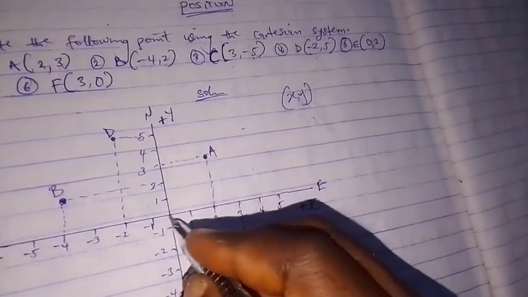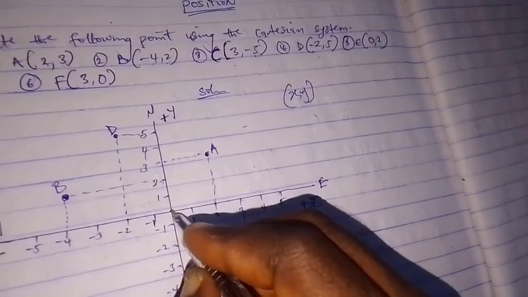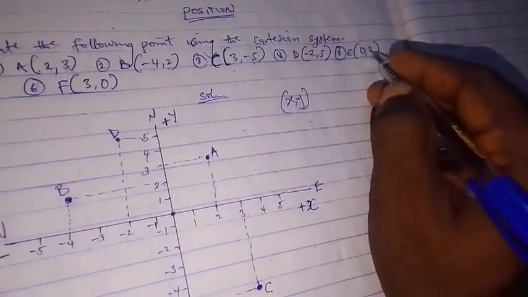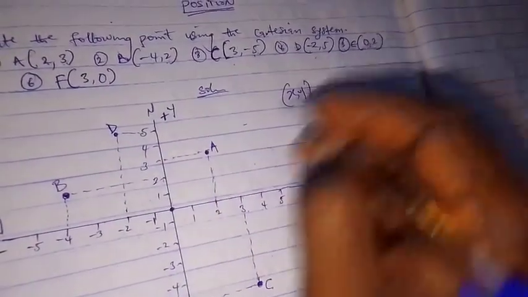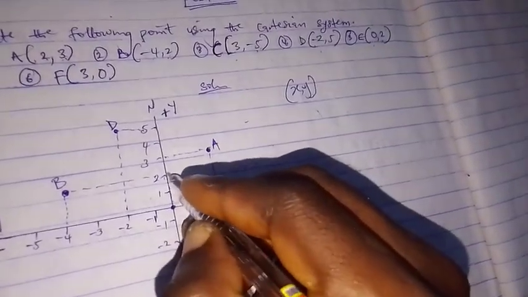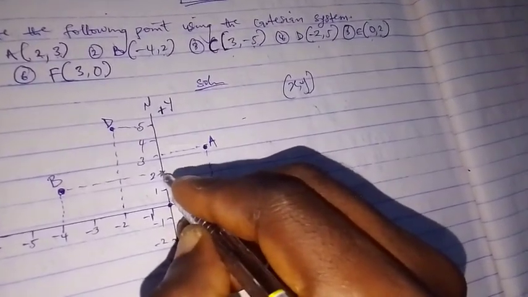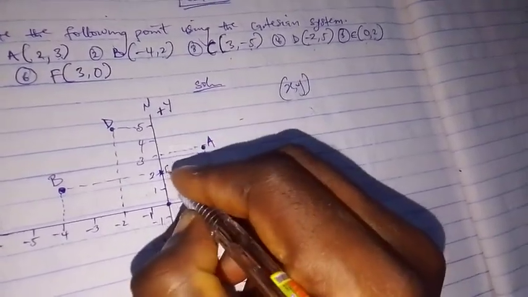Then the next one is E, (0, 2). X is 0. We have 0 here. So X is 0, and we trace it to where y is 2. This is where 2 is. So this becomes our point E. Is that okay?